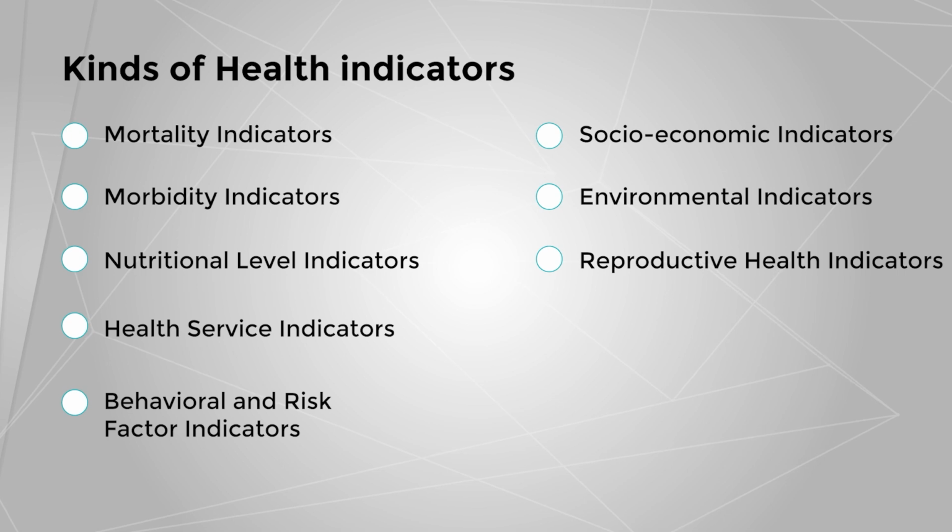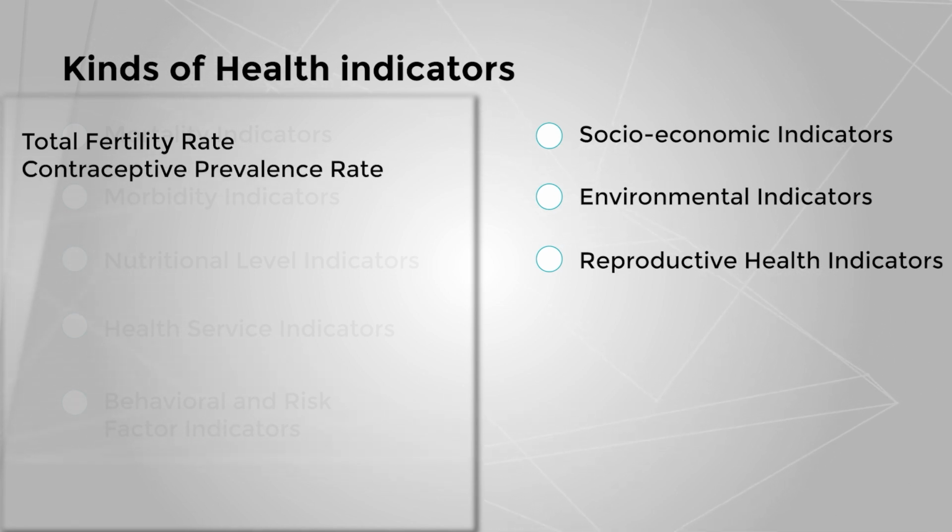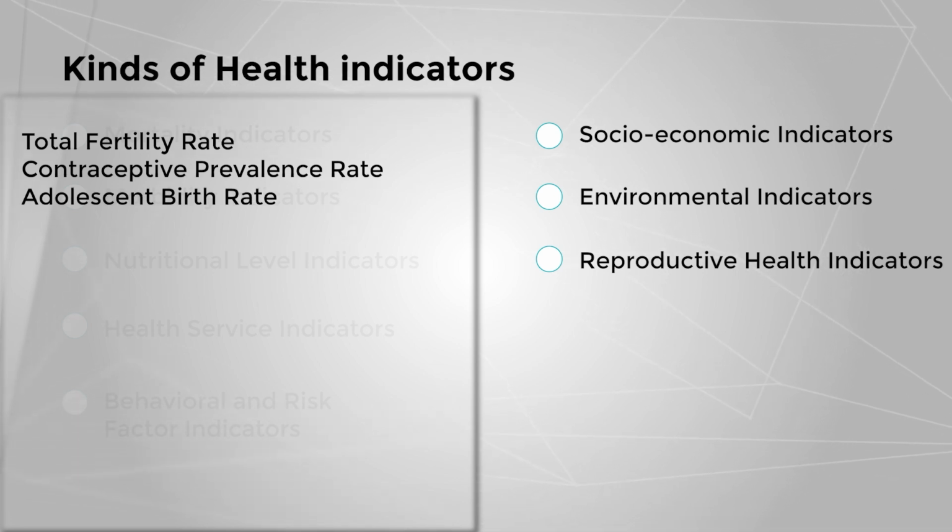Next, we come to reproductive health indicators. These indicators measure aspects of reproductive health. For example, total fertility rate, that is the average number of children born per woman. Contraceptive prevalence rate, that is percentage of women using contraception. Adolescent birth rate, that is number of births per 1000 women aged between 15 to 19.